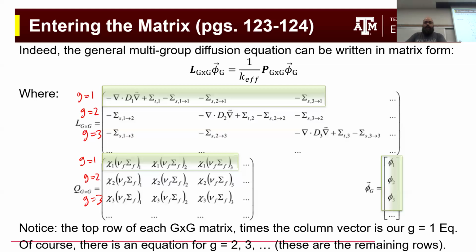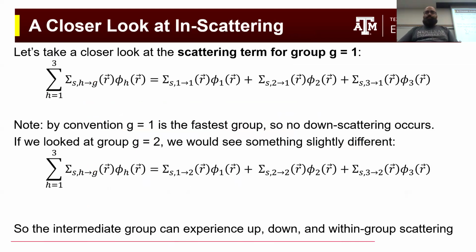And so we can talk a little bit more about what we see in these matrices, and then we can also talk about how we might simplify these matrices for various assumptions about our problems. So I guess the first thing I wanted us to do is just take a closer look at the scattering sums that we had.